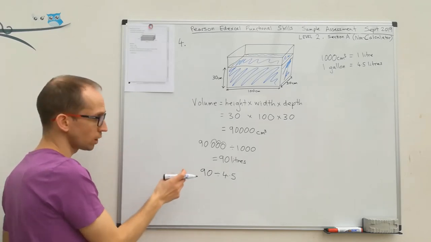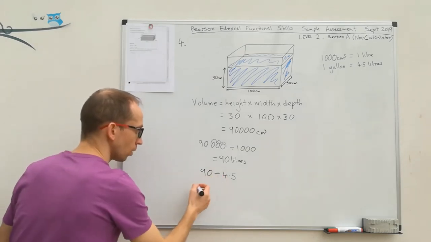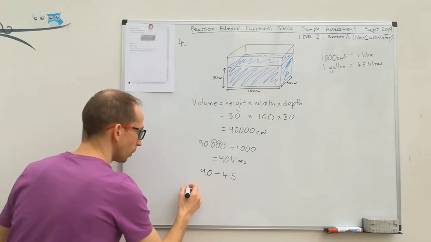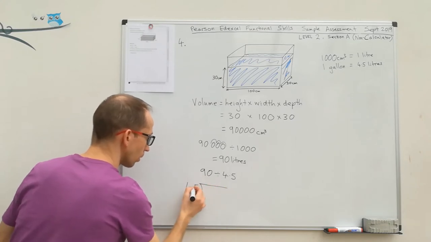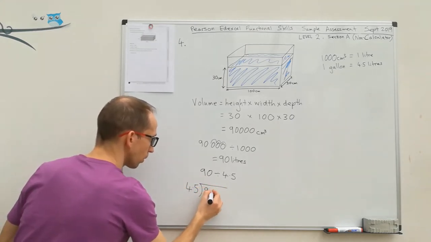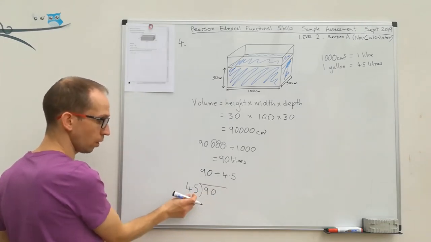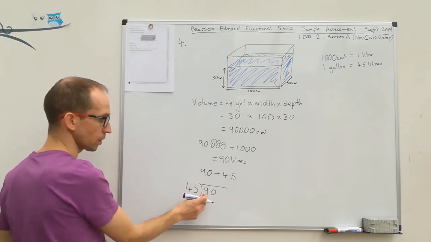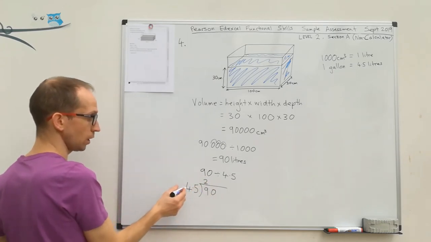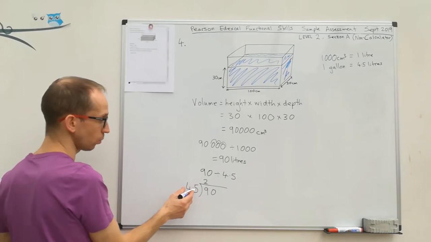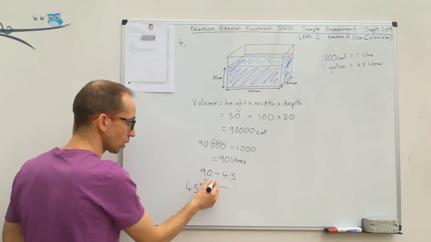Otherwise, you could try dividing it with the bus stop method. We've got 4.5 into 90. Well, 4.5 is going to go into 9 exactly twice, because 2 fours are 8, and 2 times a half is 1, so 8 and 1 gives 9. And then 4.5 into 0, well, that's not going to go at all.